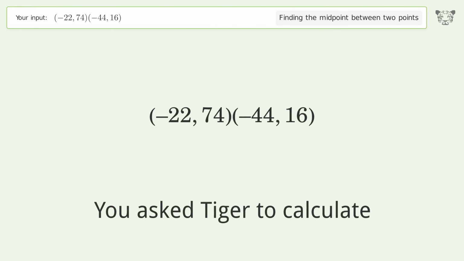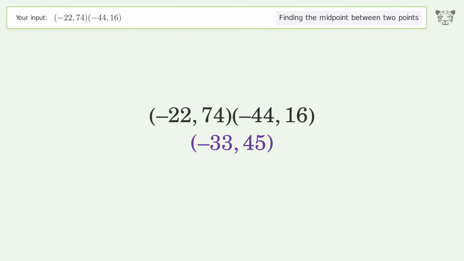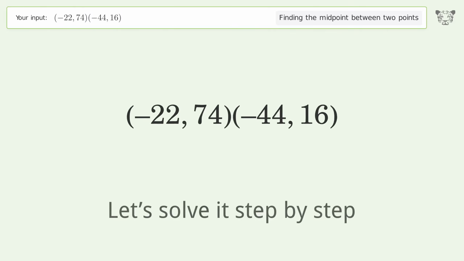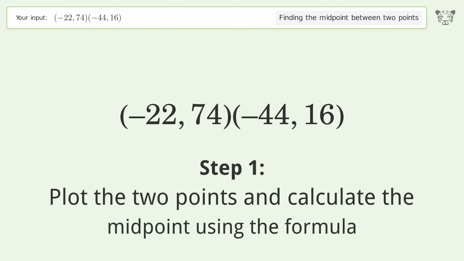You ask Tiger to calculate. This deals with finding the midpoint between 2 points. The midpoint between the 2 points is (-33, 45). Let's solve it step by step. Plot the 2 points and calculate the midpoint using the formula.